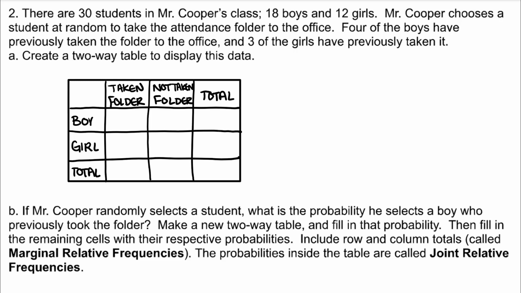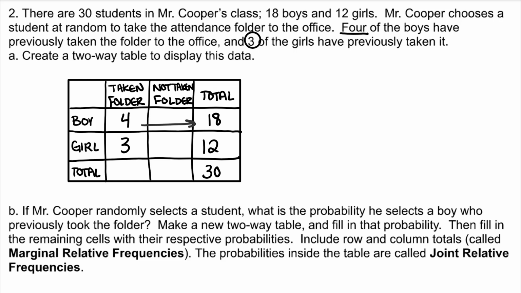Let's first fill in what we know about the table. First of all, there are 30 students in the class. There are 18 total boys, so 18 goes under boy total. 12 girls, so 12 goes under girl total. 4 boys have taken the folder, so that would be 4 under boy who's taken folder, and 3 under girl who's taken folder. The empty spaces we can fill by adding and subtracting.